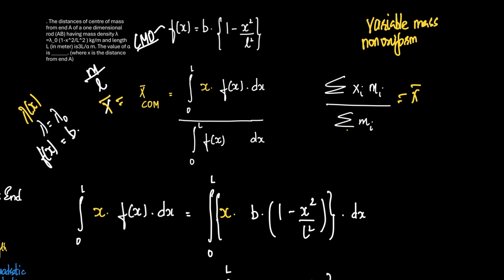Now this actually corresponds to the equation x bar is equal to sigma mi xi by sigma mi. What does sigma mi mean, or what does integral 0 to L f of x dx mean? This denominator here represents the total mass of the rod, that is M. And what does the numerator represent? The numerator represents the mass moments, which is given by the sum of individual masses into the distance at which they are placed. Okay, so let's now try to understand the integration of the numerator part here.